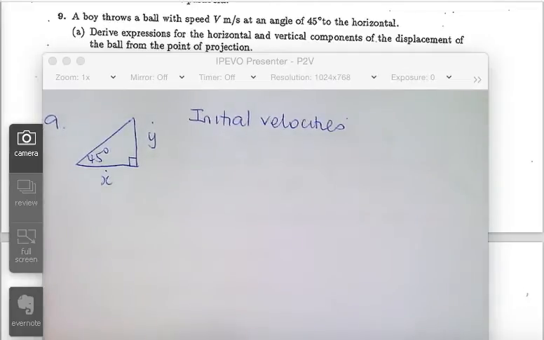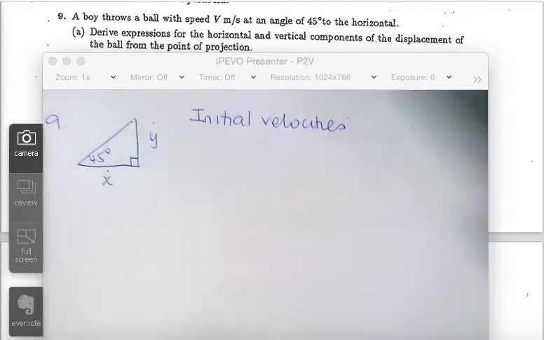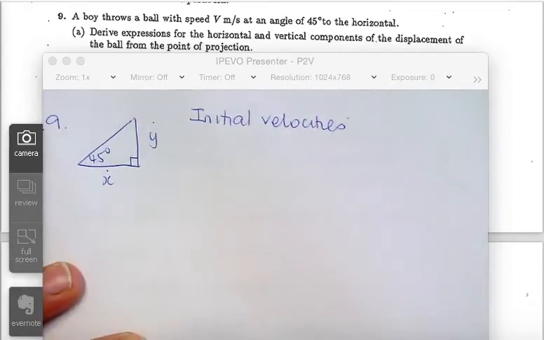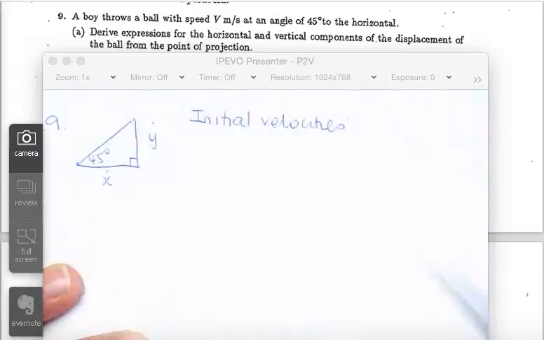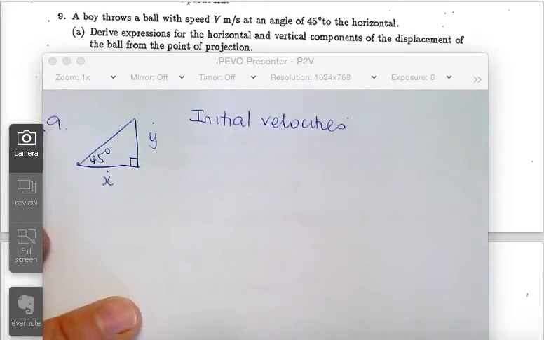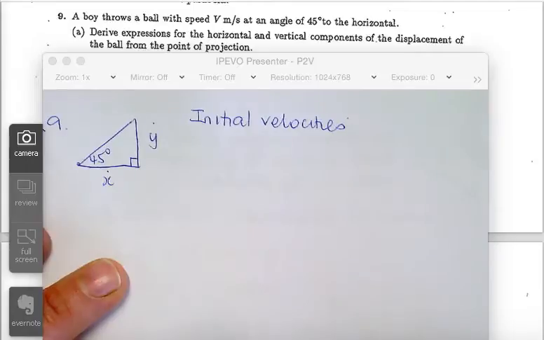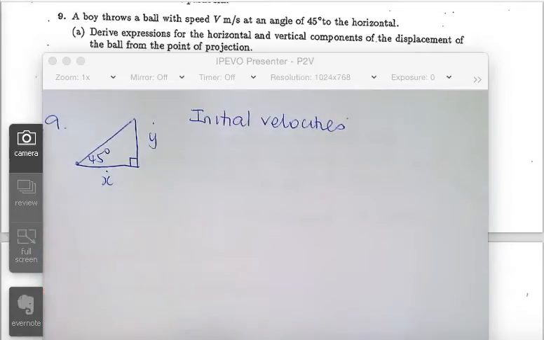Okay, we're looking at exercise 3H, projectile motion, the equation of the path. We're looking at question 9. A boy throws a ball with speed v at an angle of 45 degrees to the horizontal. Derive the expressions for the horizontal and vertical components of the displacement.